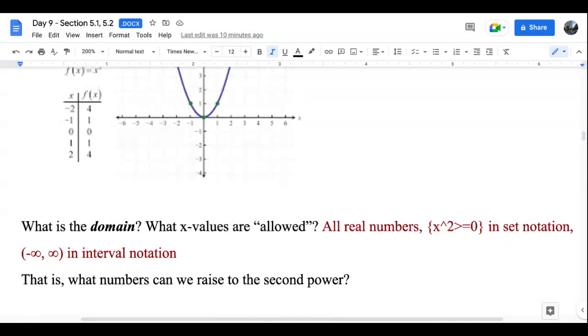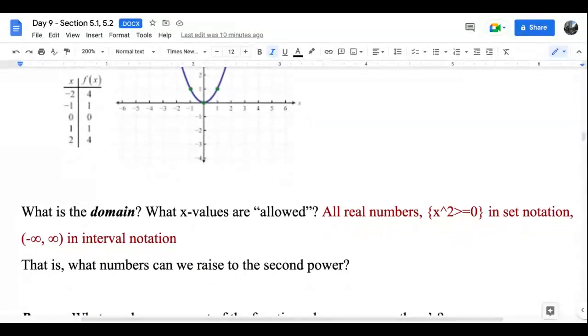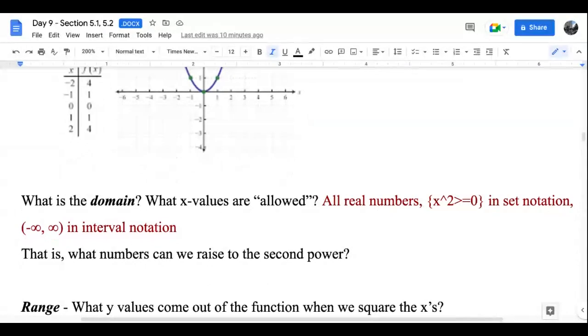With functions, we like to use some terms. The one term is called domain. What does domain mean? Domain means what kind of numbers work for this function, or what kind of x values are allowed to evaluate the function. This function is a polynomial function, so all real numbers are allowed.